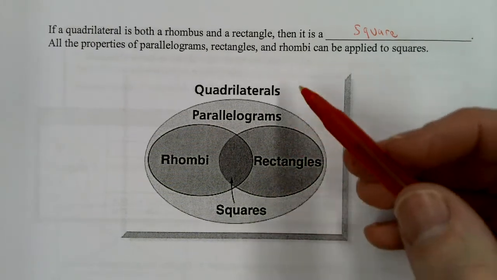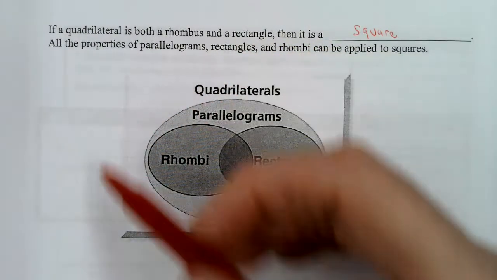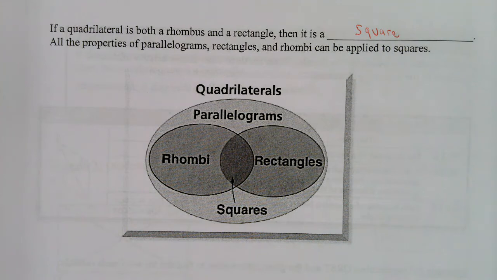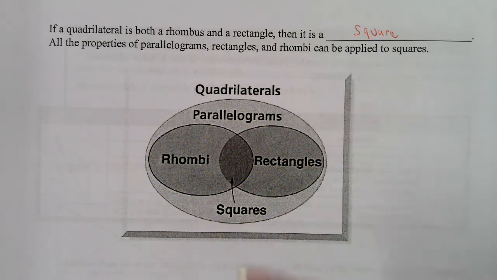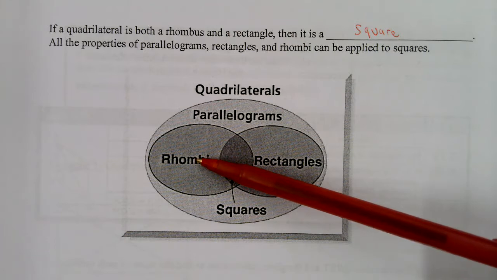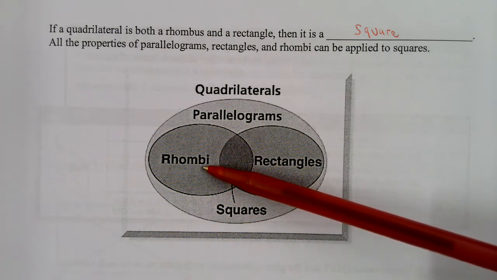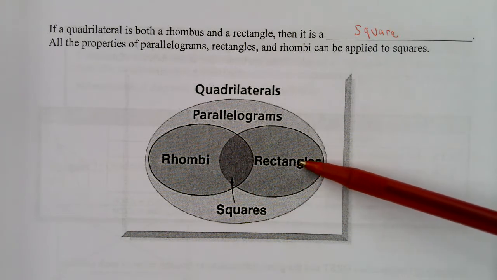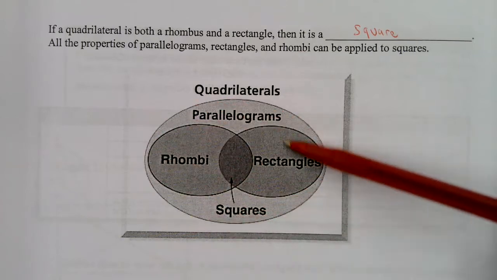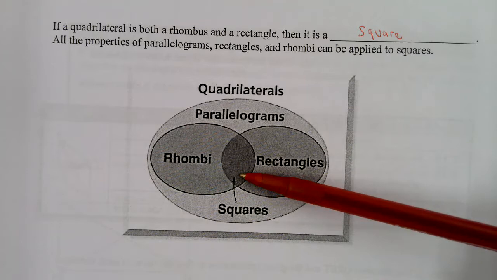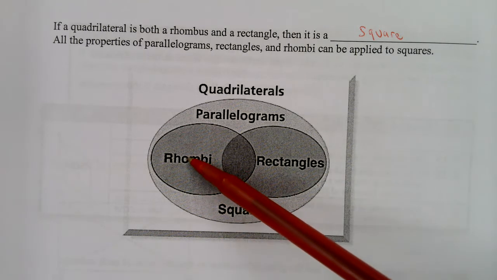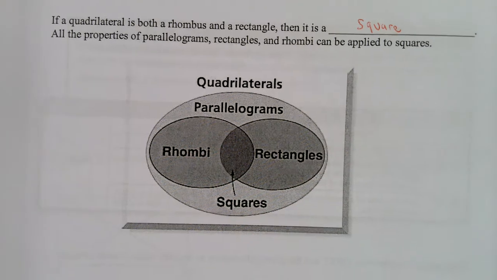So let's look at this. In general, we started with quadrilaterals, which are any four-sided figure. A parallelogram is a special quadrilateral. A rhombus, or rhombi if you're talking plural, and a rectangle are special parallelograms. And a square is also a special parallelogram. A square is when you combine rhombi and rectangles.